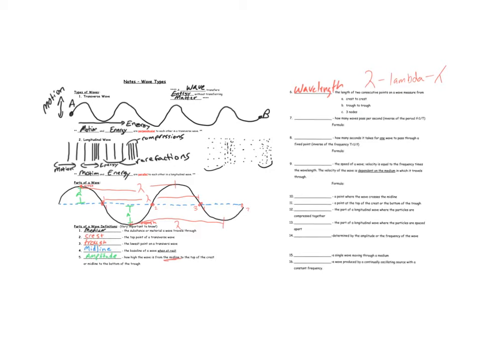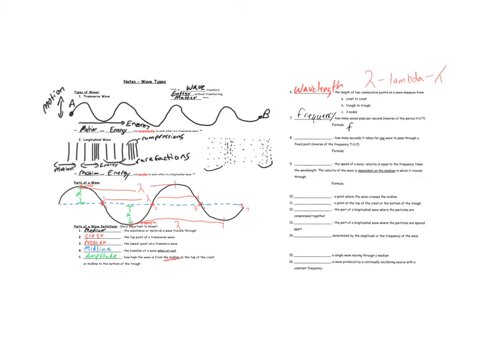All right, next up, how many waves pass per second? This is known as the period. So the period of the wave. How many waves? Oh, I'm so sorry. How many waves per second? This is known as the frequency. The frequency is the number of waves that pass per second.